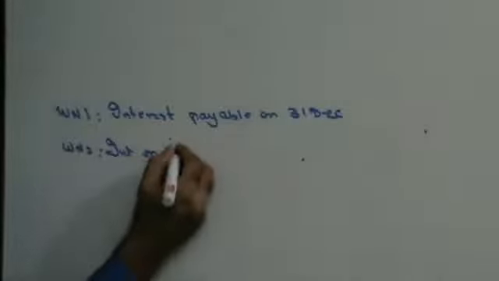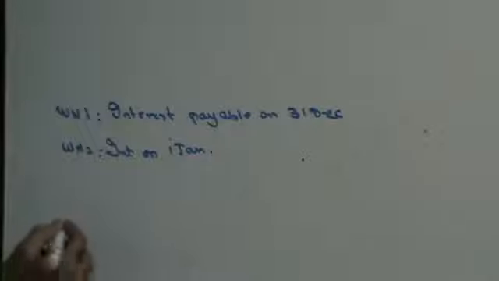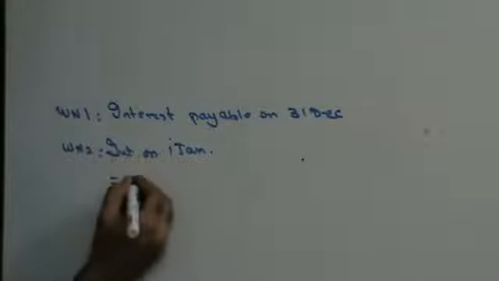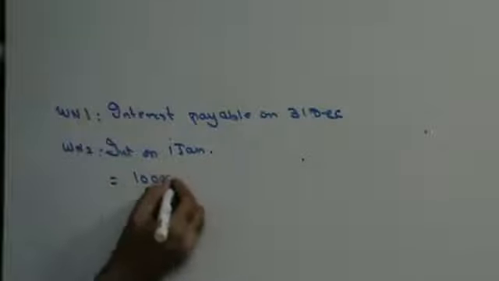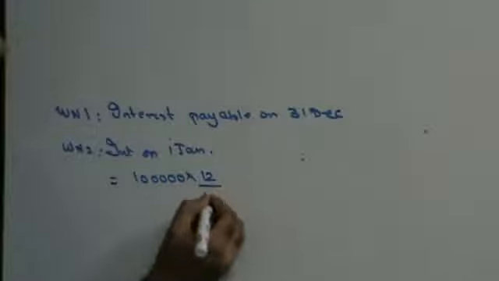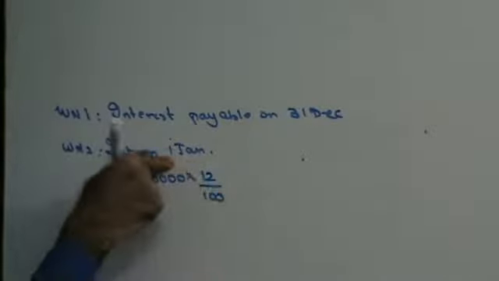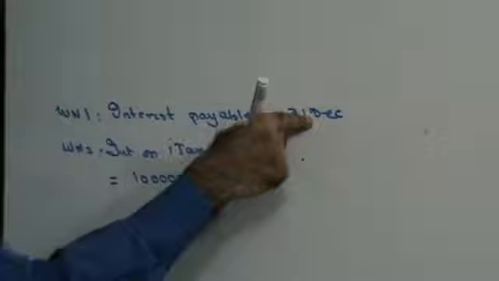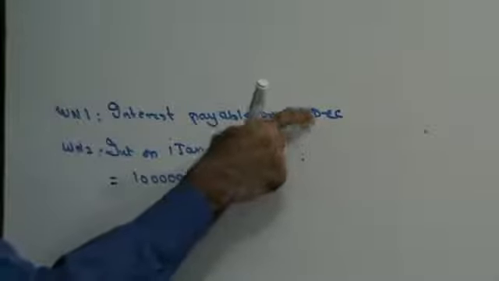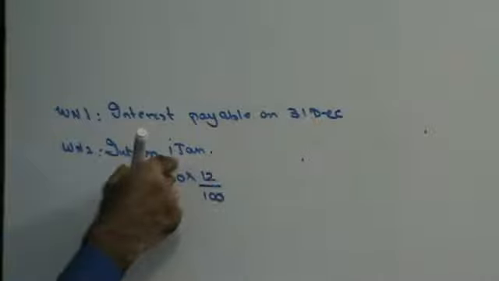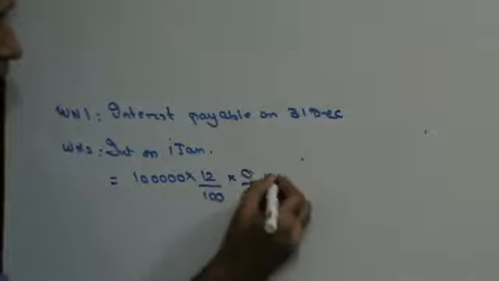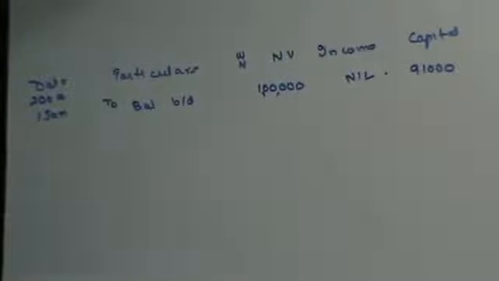Now, working note 2. Interest on 1st Jan. How do you calculate interest? Interest is nothing but your nominal value, that is 1 lakh. Rate of interest is 12%, and from this date move to the closest previous date. Your closest previous date is 31st December. You paid interest on 31st December. Now how much is the time gap between 31st December and 1st Jan? 0 months. So the interest is going to be nil. Fine, do we get this thing clear? So that's my opening balance.